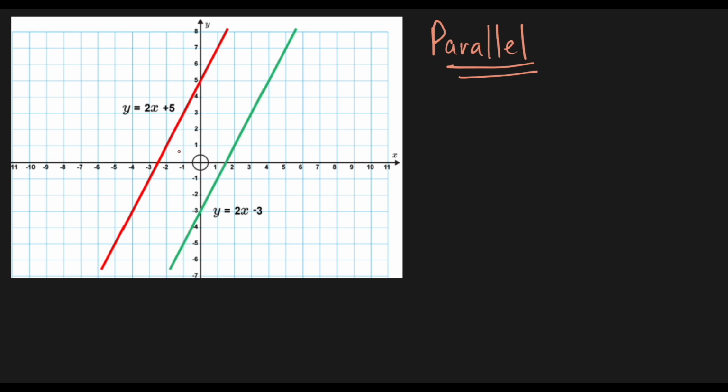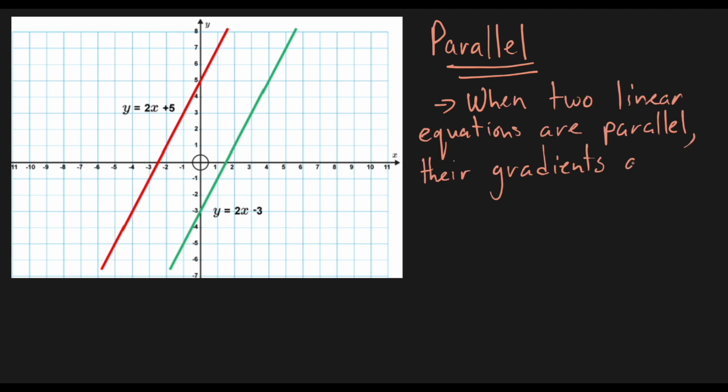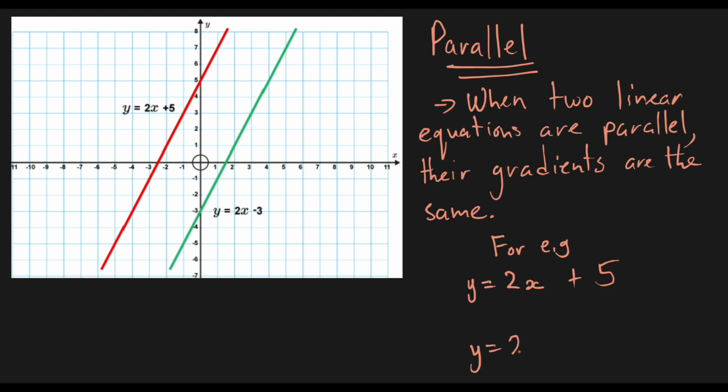The gradients are the same, but the y-intercepts are different, right? So what we can say is that when two linear equations are parallel, the gradients are the same. As you can see here, y equals 2x plus 5, and then we have y equals 2x minus 3. The gradients are the same. Another key thing to note is that they never intersect because they're parallel.